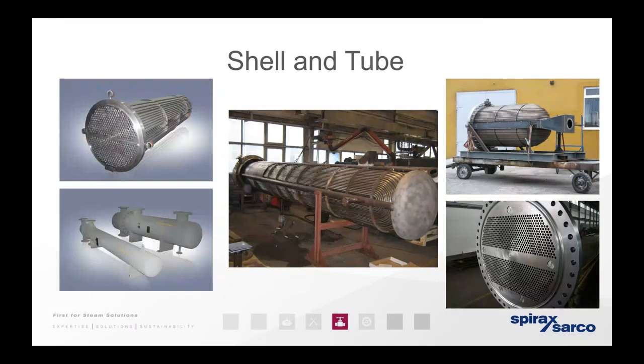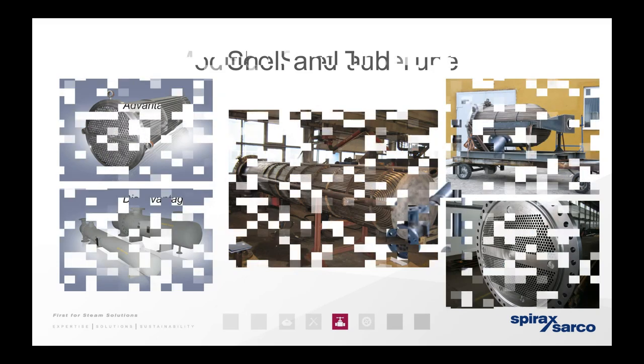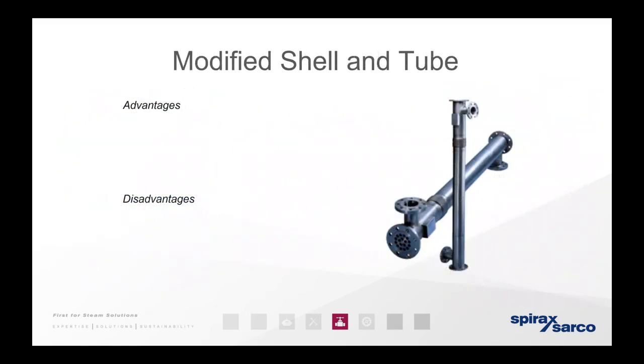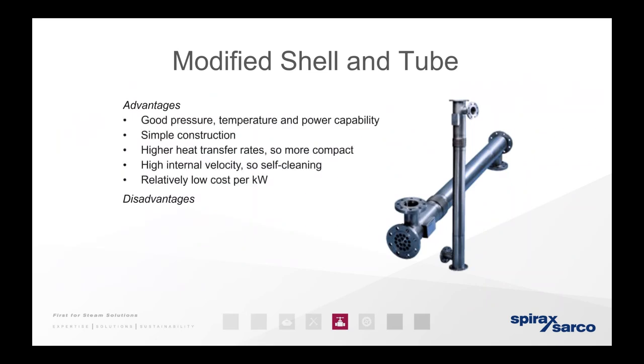So shell and tube, some of the examples you've got here. So we're showing the coils and the tubes that are inside. So modified shell and tube. So I think we call this our Turflow. So these have good pressure and temperature power capability, simple construction. So they're a little less complicated than the standard shell and tube.